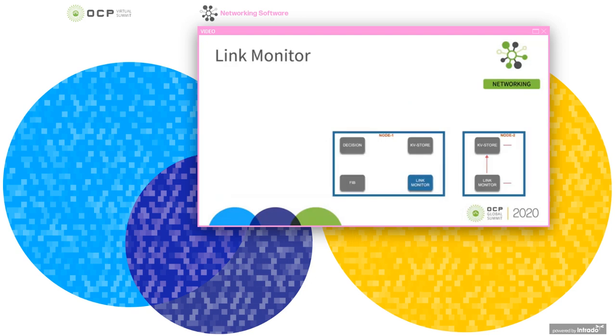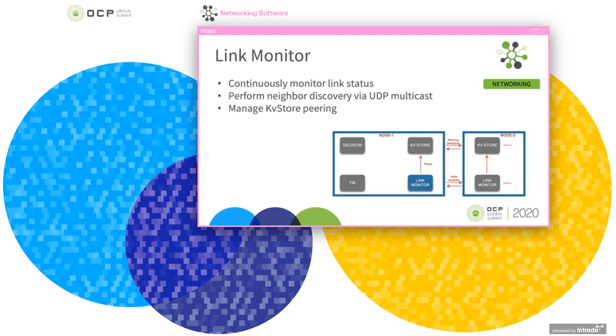Let's take a look at the link monitor. The link monitor module is responsible for discovering the local ports that are available on the system and monitoring their status. On a link up, when a new port comes up, it starts discovering the neighbors on that link by UDP multicast messages. Once the neighbors are discovered, it tells KV store to form a peering with the neighbors' KV store over the TCP sessions.